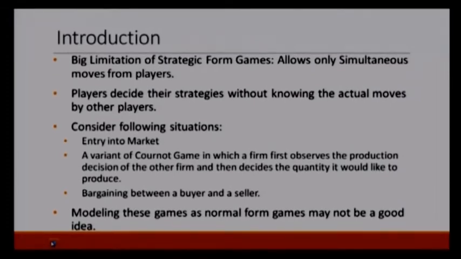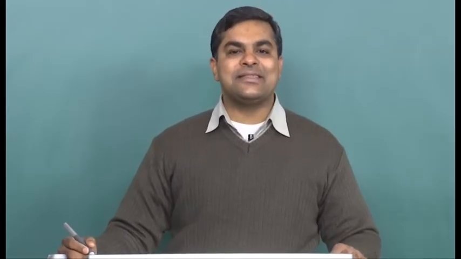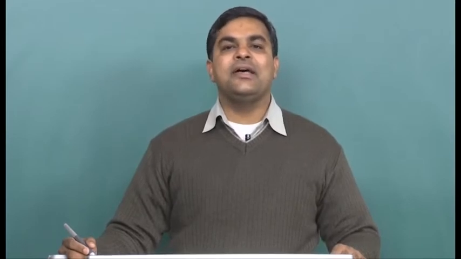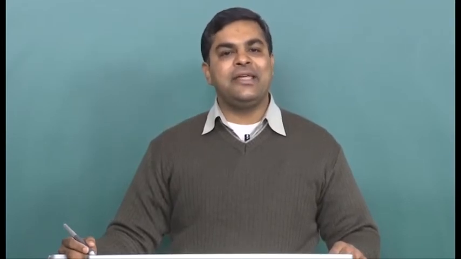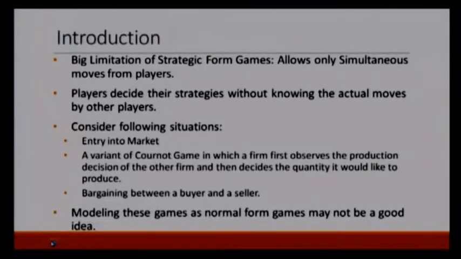What is the rule of the game there? That all the players would move simultaneously. That is the key word. The normal form game allows only simultaneous moves from the players. Now, what do we mean by simultaneous? It does not mean that everyone has to move at the same instant. It only means that when a player takes his action, he is not aware of the actual actions taken by all other players. So, that is why we call it a simultaneous move game.